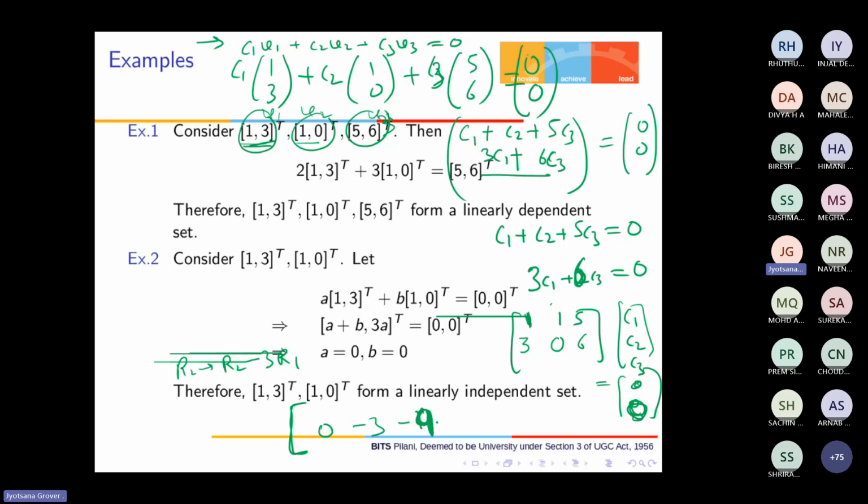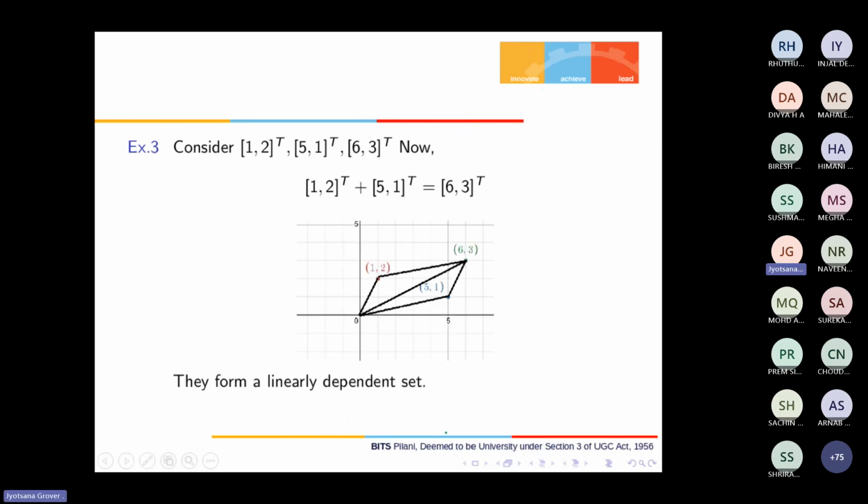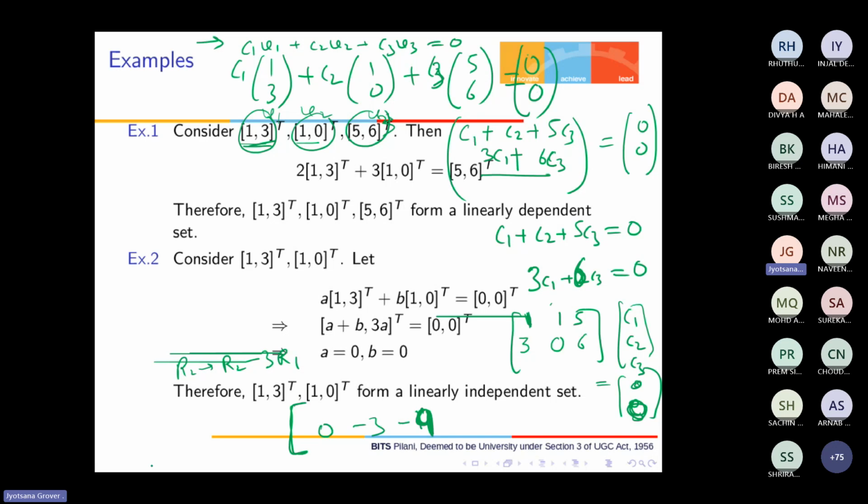Minus 9. Are you sure? Yes, ma'am, I'm relying on you. Yeah, ma'am, it's correct. 6 for minus 15 calculations. Oh, this is second. Oh, okay, 115. Now this is in REF form.